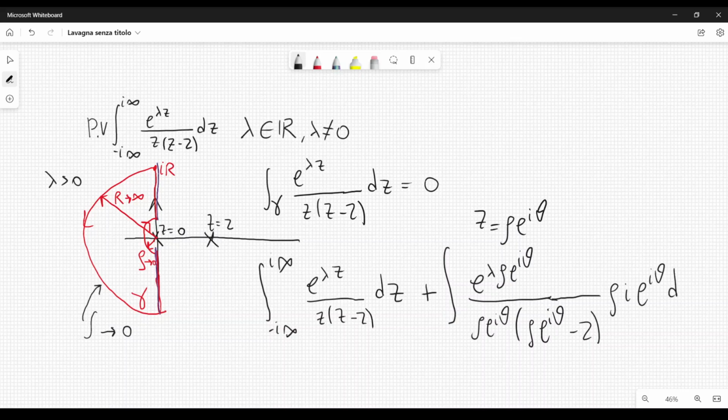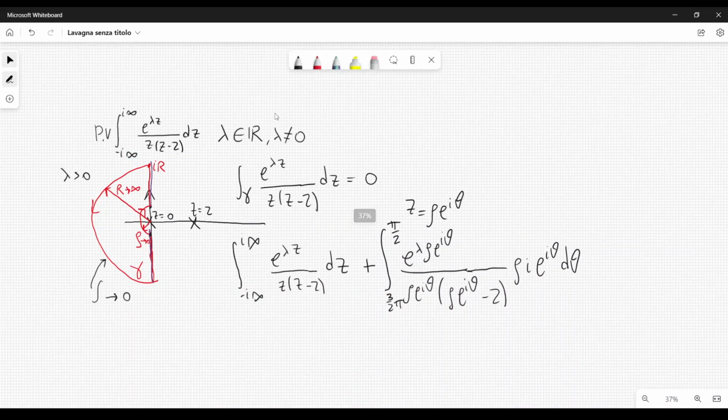And I have to integrate from this point here, which is located at 3 over 2 pi, and we have to go to pi over 2 here. The sum of these two integrals will yield 0. And also let me add one more comment to this, because I am assuming here that lambda is positive.